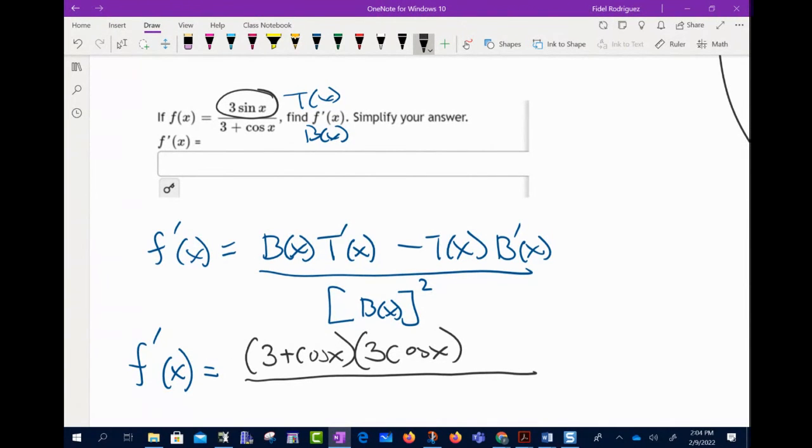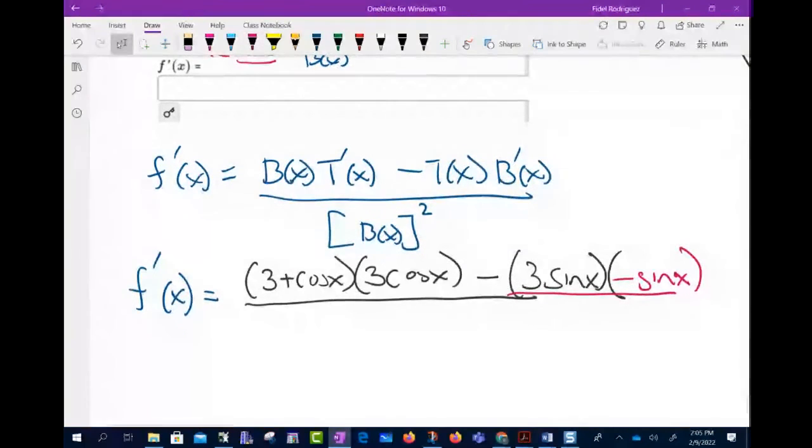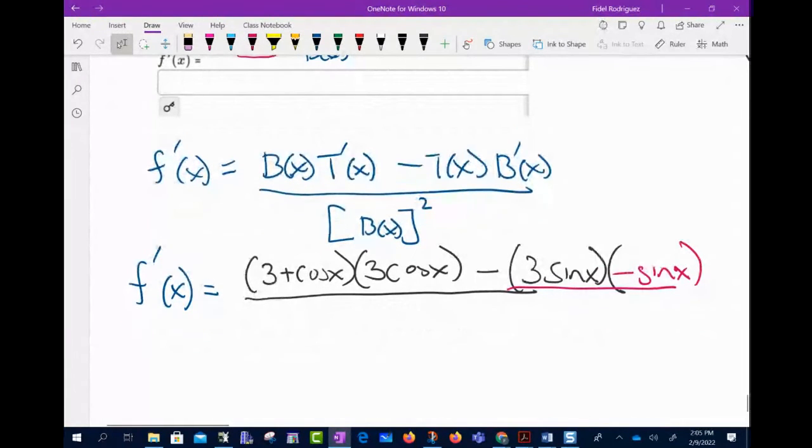Boom. So guys, remember, if we have a number in front, it's still going to be that number times whatever the derivative of my function is, right? Minus the top function. So the top function is a 3 sine x. Now we got to take the derivative of the bottom. So we're going to do this in pieces. What's the derivative of 3? 0. So we don't got to worry about that part. What's the derivative of a cosine? Negative sine x, right? All divided by the bottom function being squared. So I'm going to put 3 plus cosine x all squared.